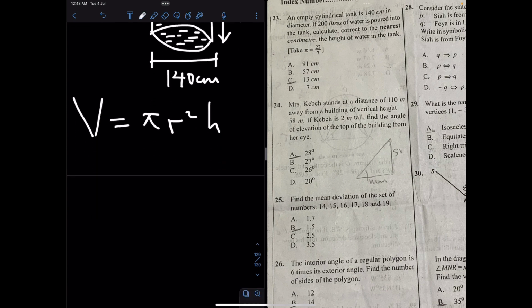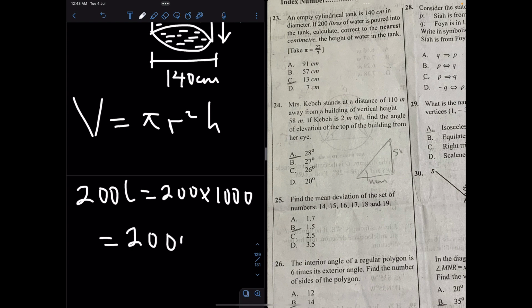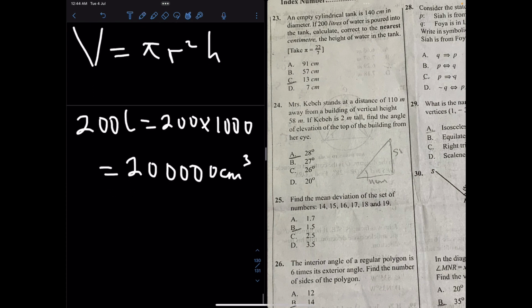They said 200 liters of water is poured into the cylinder. 200 liters, we can change that to cm cubed, and that's 200 times 1000. 1000 cm cubed is 1 liter, so 200 liters is the same as 200,000 cm cubed. Now that simply means the volume is 200,000 cm cubed.